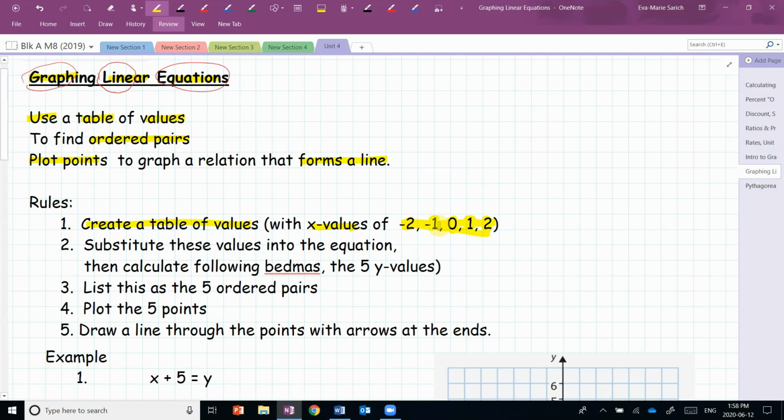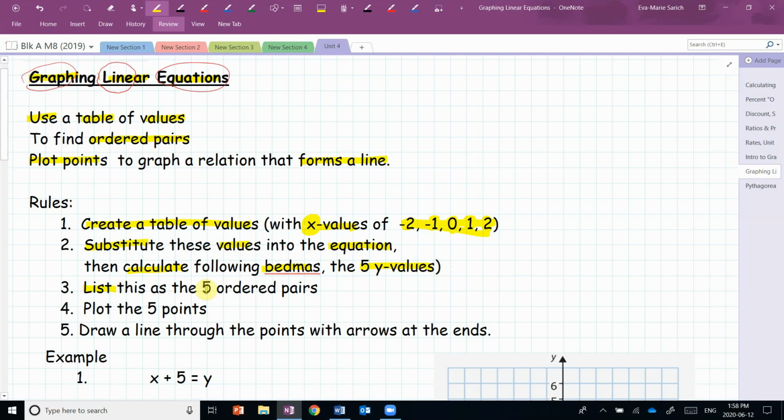Now, what are we going to do with those 5 numbers? We're going to substitute those values into the equation. So those are x's, so we're going to put those numbers in for x. And then what will we do? We will calculate, following BEDMAS, the 5 y values. Remember, an x and a y make a point that we can put on a graph. So those 5 x's are going to give us 5 y values, which is going to give us 5 points.